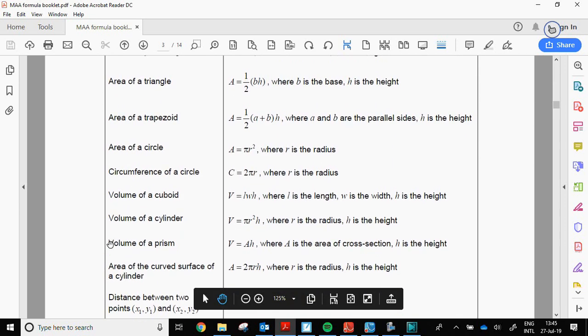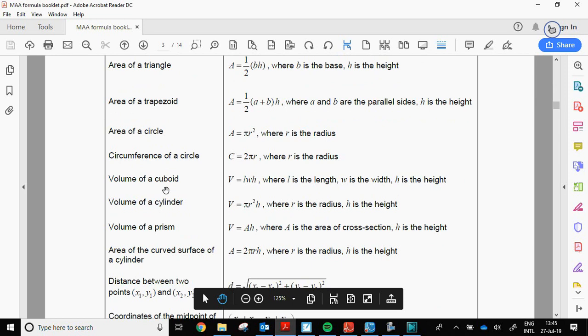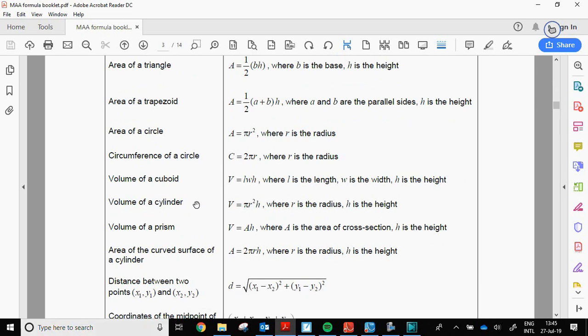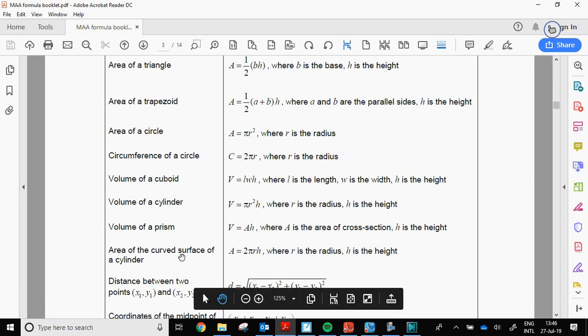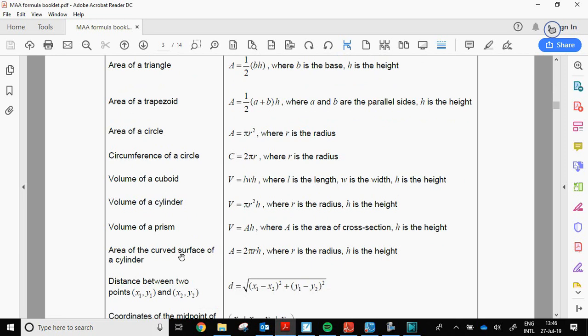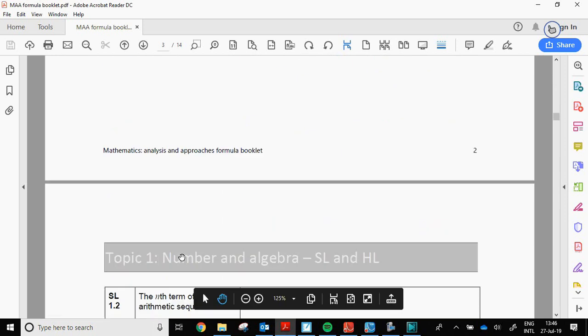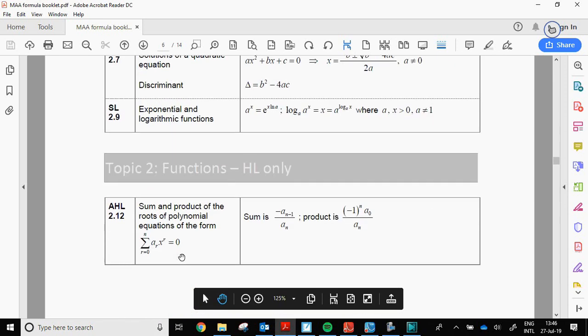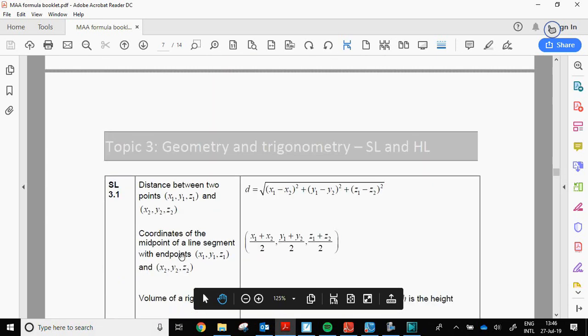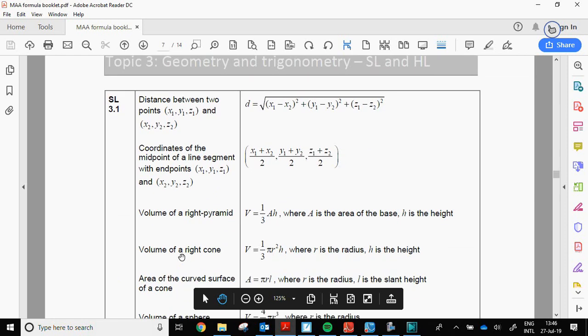We've got some 3D volume stuff going on here. Cuboid is just a fancy name for a rectangular prism. Same thing. We've got cylinders. We've got generic prisms. And then we've got area for the curved surface of a cylinder. That does not include the top and the bottom of the cylinder, but we'll talk more about that stuff later on.